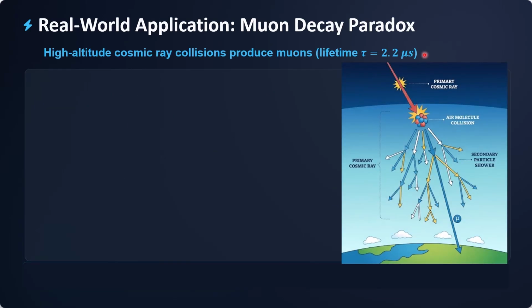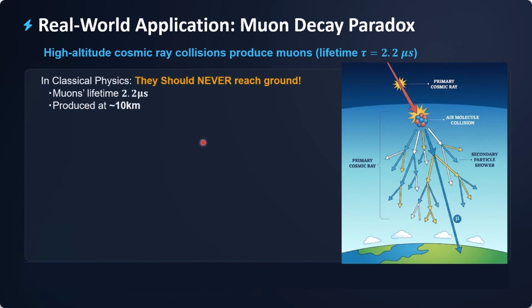Now, look at the slide to see where our space-time hacks connect to the real world. High-altitude cosmic ray collisions produce particles called muons, with a tiny lifetime of just 2.2 microseconds. Since they are produced high up in the atmosphere around 10 kilometers above us, even if a muon travels at the maximum speed limit, the speed of light, classical physics says they should never reach the ground. Yet, we detect them down here all the time. How is this possible?